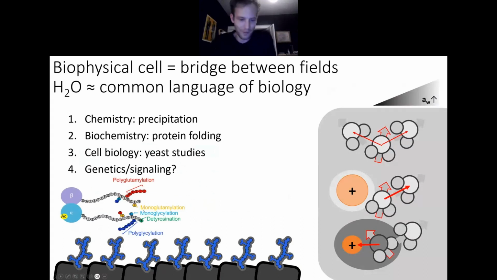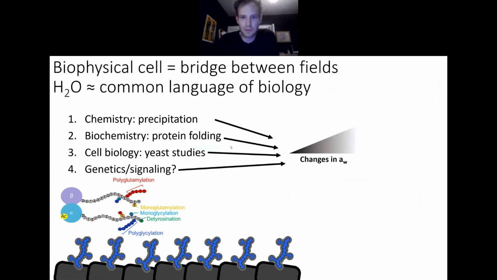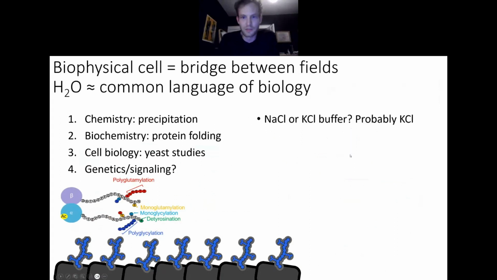And then when we're thinking of genetics and signaling, even when you're thinking of modifications like polyglutamylation or ribosylation, phosphorylation, acetylation, all of these are actually changing the properties of the chaotropes and cosmotropes, how these proteins interact with water and their water activity. And so again, all of these ideas can be kind of homogenized as changes in water activity. So then we can all be speaking the same language.